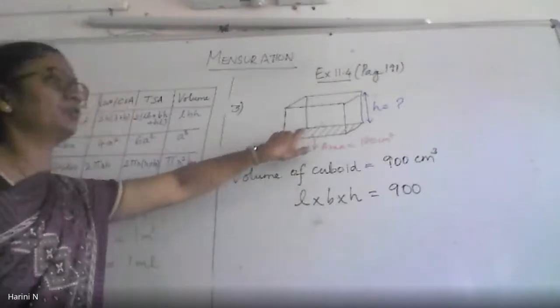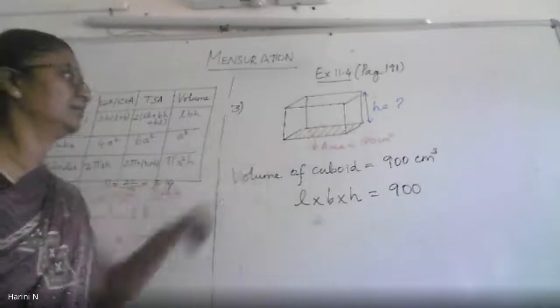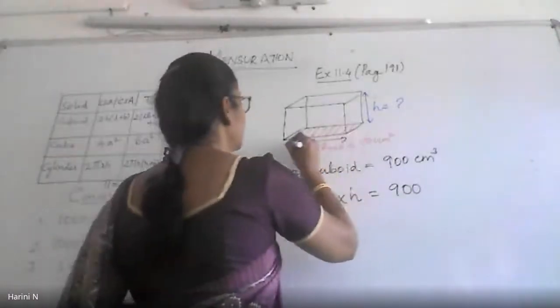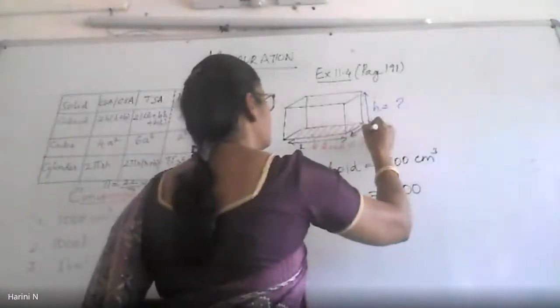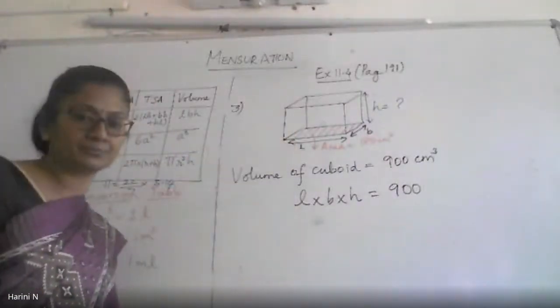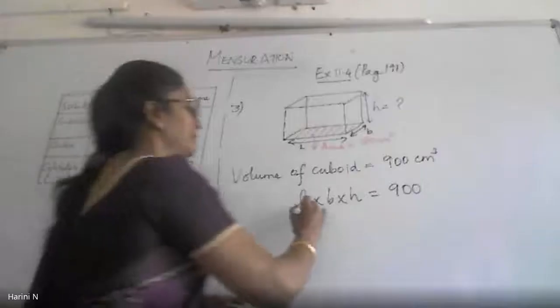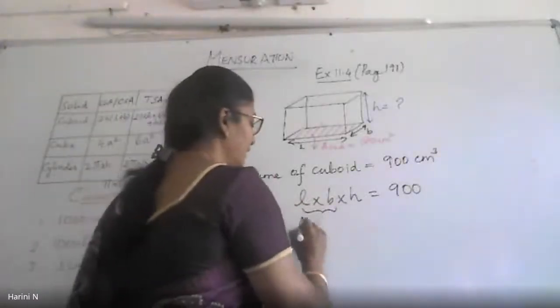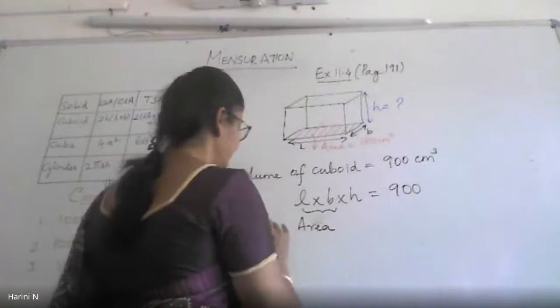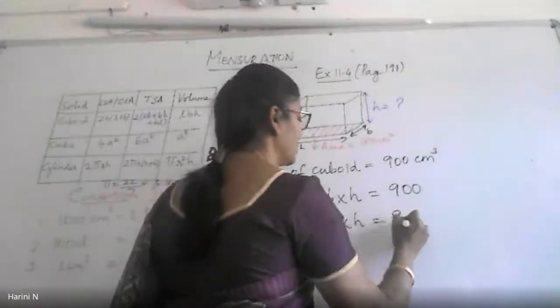This area, if you want to find out, what will you do? It is a rectangle which has a length and a breadth. So if you want to find the area of this base, what will you do? You will multiply the L and the B. So this L times B is nothing but the base area. Then base area into height will be equal to 900.